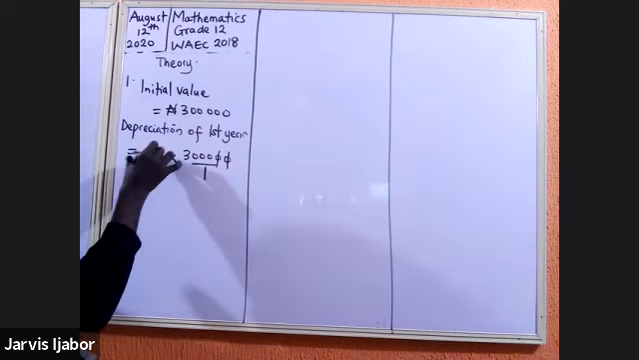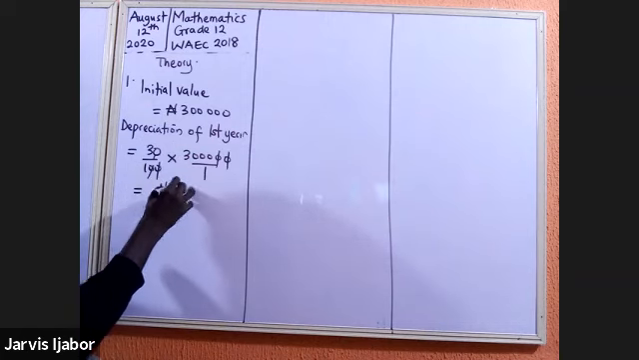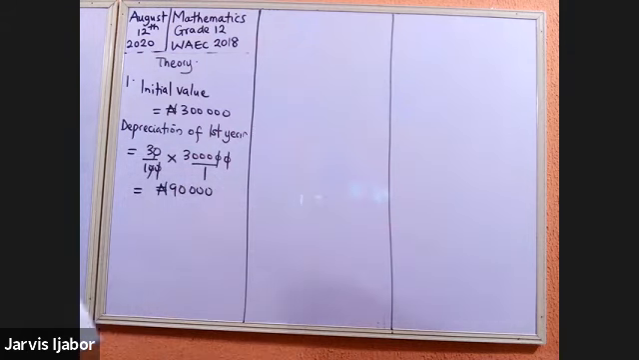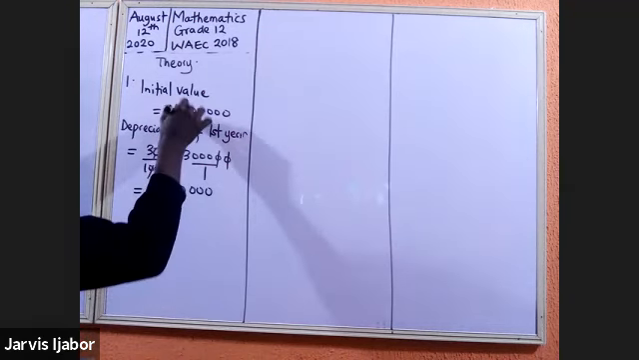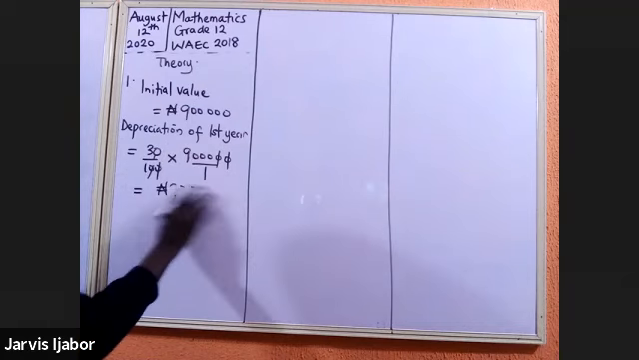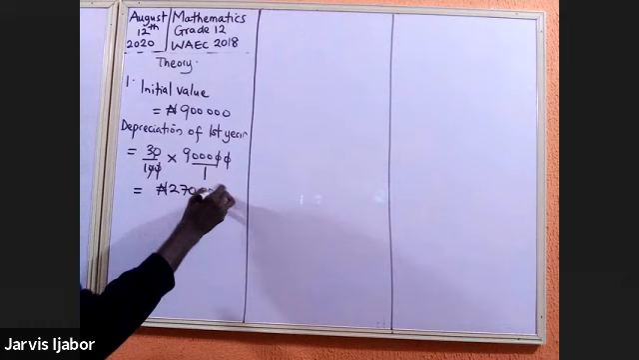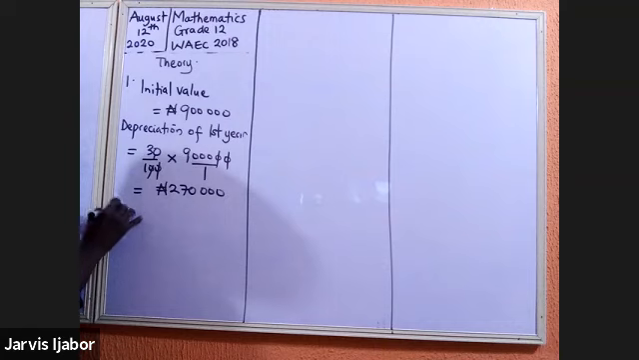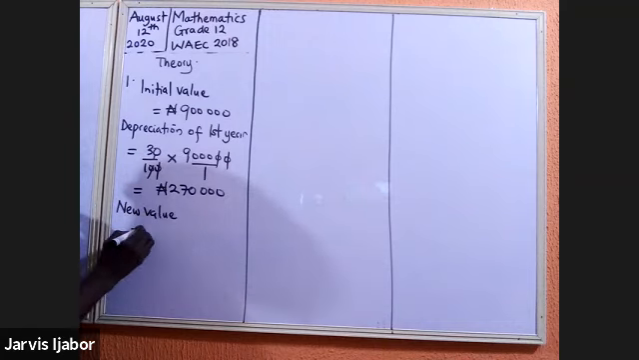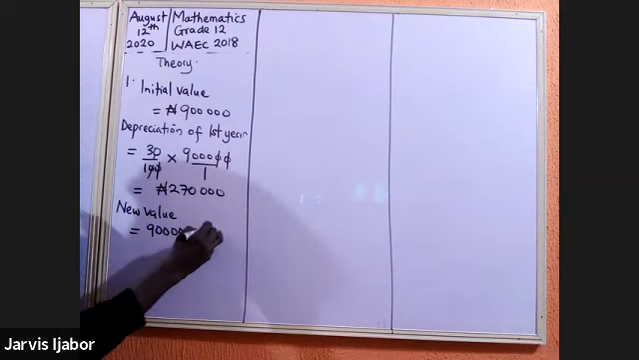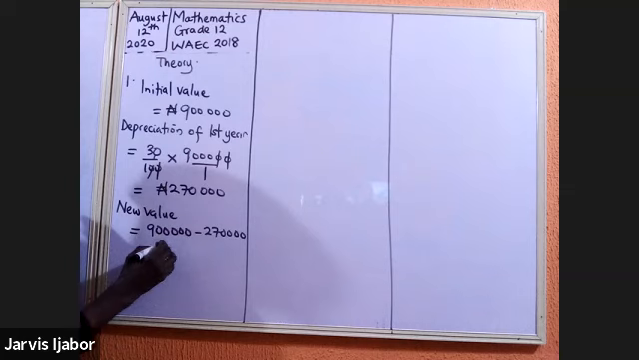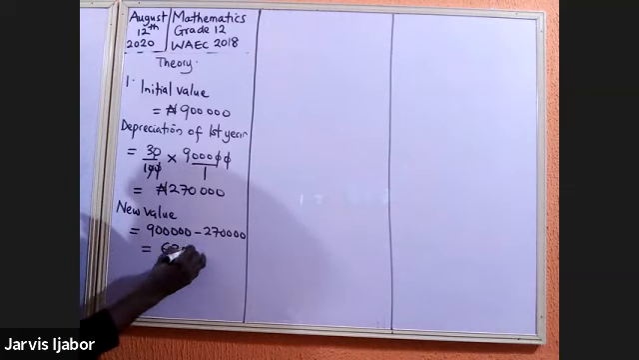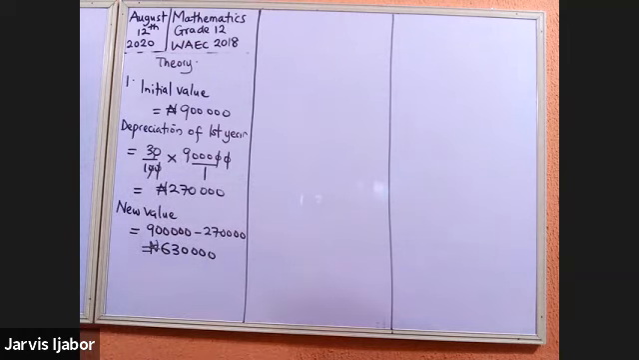Did I get that right? So if that is 900,000, I'm sorry about that. So at the end of the first year, you would have depreciated by 270,000. So with that stated, the new value is equal to 900,000 minus 270,000, and that will give me 630,000. So that will be the value at the end of the first year.